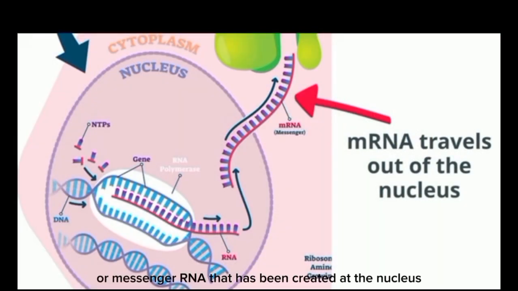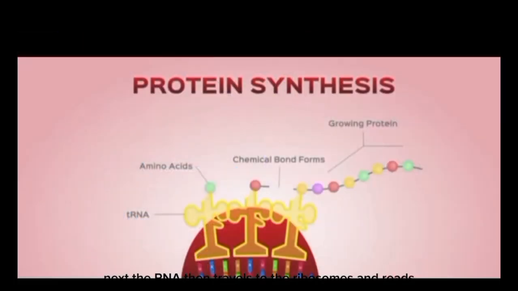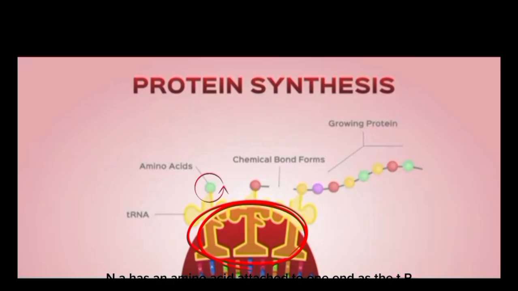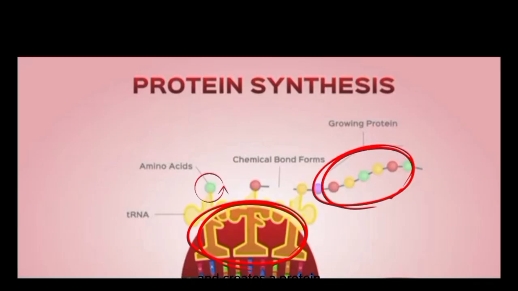mRNA or messenger RNA that has been created at the nucleus leaves the nucleus and travels to the ribosomes. Next, tRNA then travels to the ribosomes and reads the mRNA in triplets called codons. The tRNA has an amino acid attached to one end. As the tRNA reads the mRNA, the strings of amino acids are put together in the correct order and create a protein.